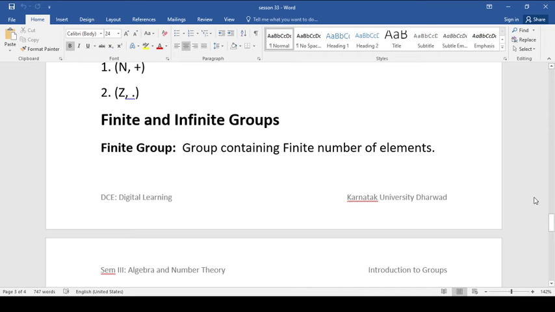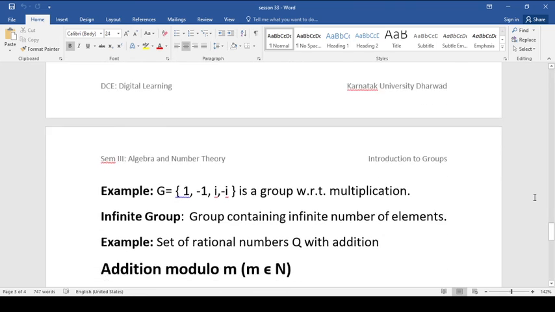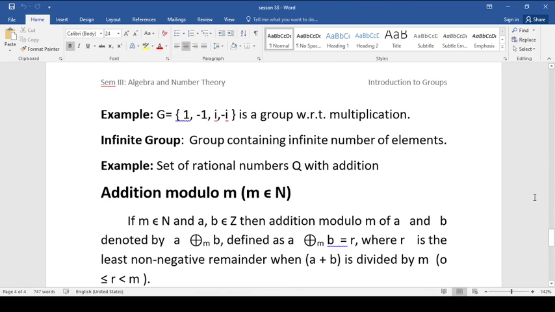Finite group, a group containing a finite number of elements. If a group is having a finite number of elements, then that group is called a finite group. And if a group is having an infinite number of elements, then that is called an infinite group. So examples are, G with elements 1, -1, i, -i is a group, an example for a finite group. Example for an infinite group, set of rational numbers Q with addition.